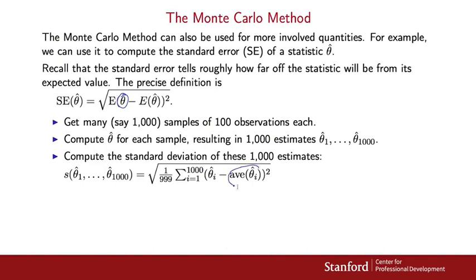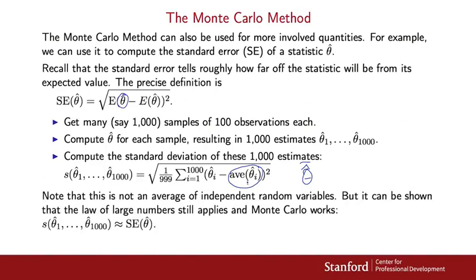The average of these estimates is simply theta hat bar. Remember, the bar notation denotes averages. I didn't want to put two superscripts on there to make it not too confusing, so I wrote down the average of the theta hats. So now this is not an average of independent random variables, because the average of the theta hats is part of each of these terms. And so that makes the whole thing dependent. But the Monte Carlo method still works. It turns out that this quantity is roughly equal to the standard error.